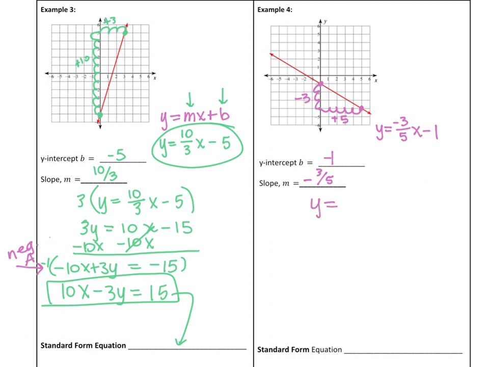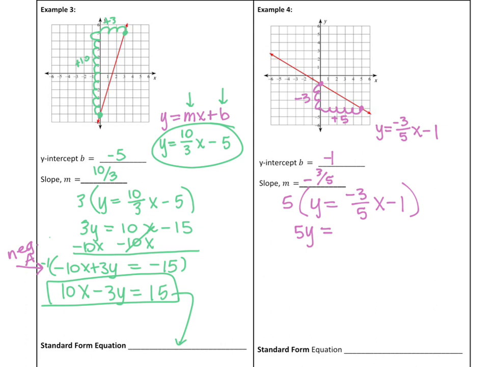So from y equals -3/5 x minus 1, I once again have a fraction. So I'm going to multiply by that denominator. This time it's 5. Remember, denominator is the bottom number in the fraction. So 5 times y is 5y.